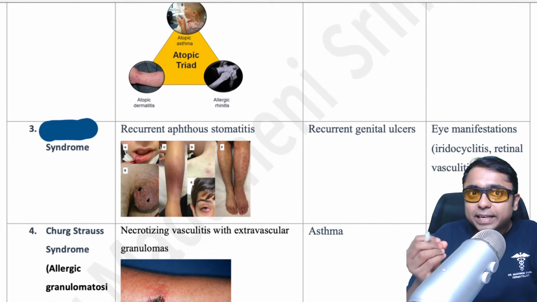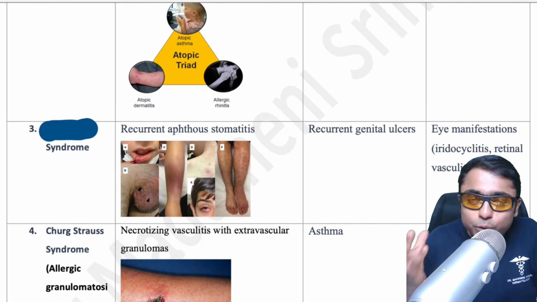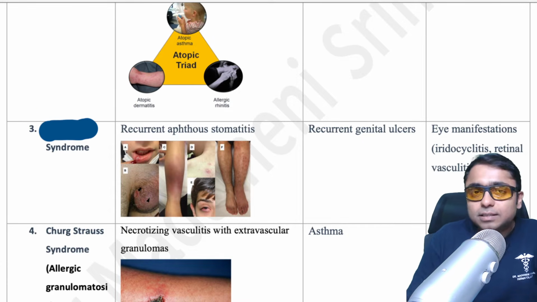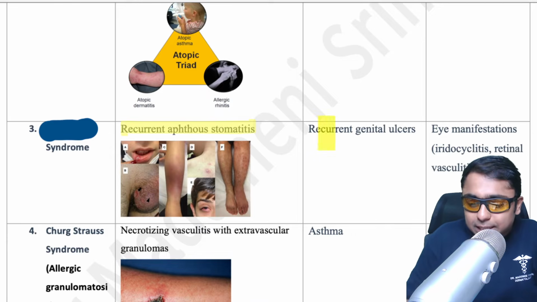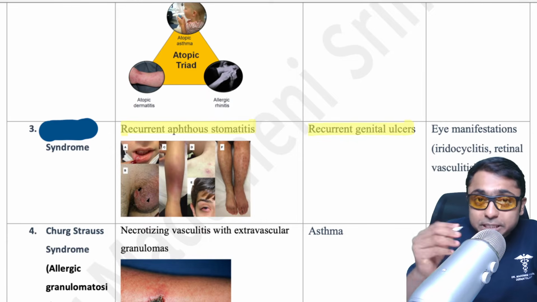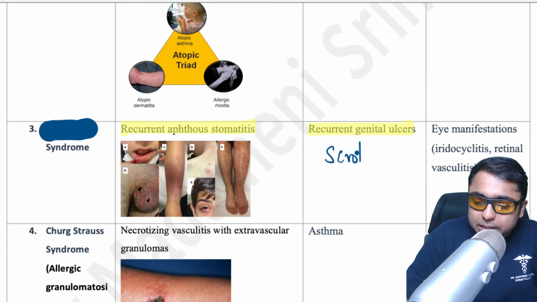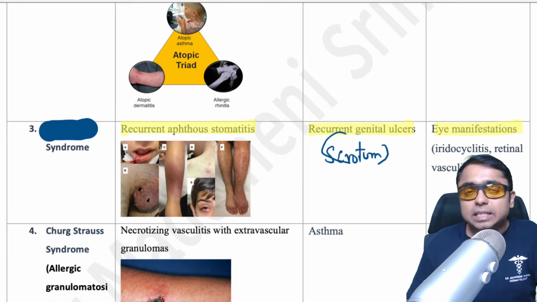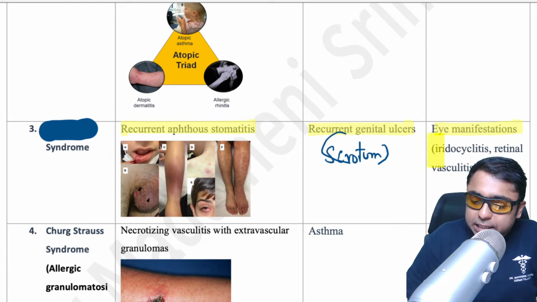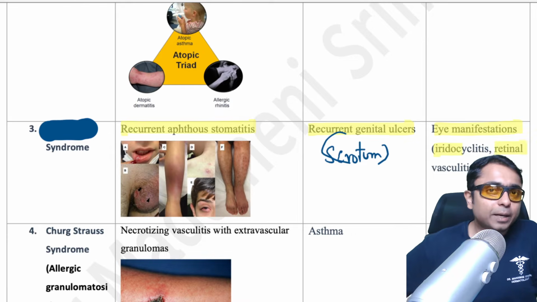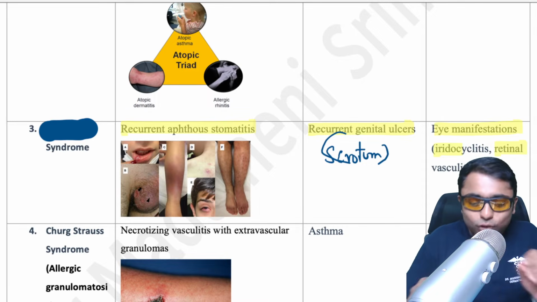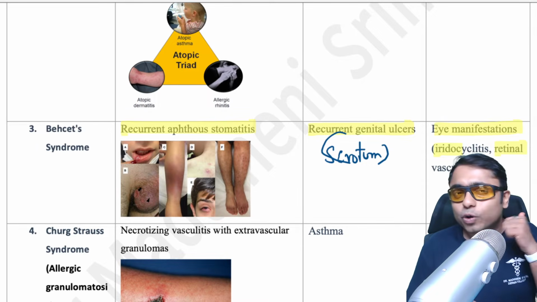So next I will give you these three features. You need to tell me what is the syndrome seen associated with this triad. So recurrent aphthous stomatitis, aphthous ulcers, recurrent genital ulcers, specifically the ulcers are present over the scrotum, and there are eye manifestations in the form of inflammatory changes in the iris and also in the retina. So can you tell me what is the name of this syndrome? If you have thought of this name as Behçet syndrome, you are absolutely correct.